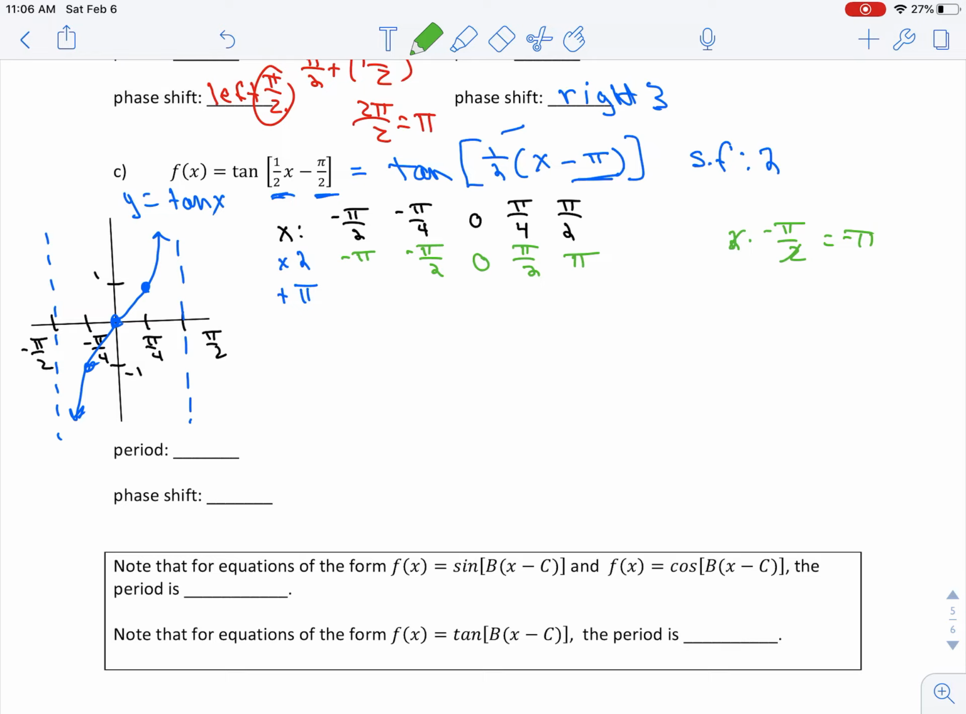Then we're going to add pi. So negative pi plus pi, of course, is 0. Negative pi over 2 plus pi. Again, you need a common denominator, so that would be 2 pi over 2. So that's going to give you pi over 2. And I will let you do the rest of the arithmetic.